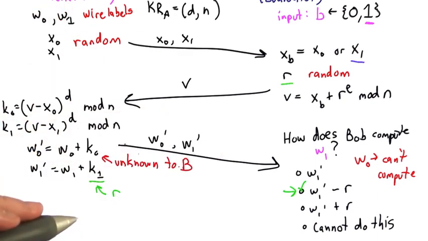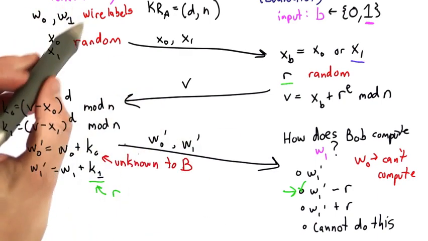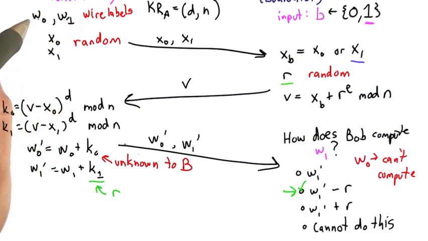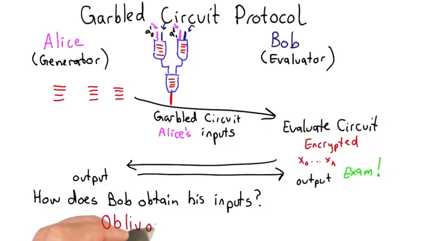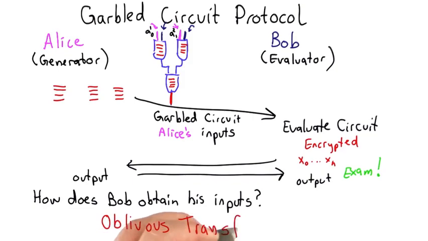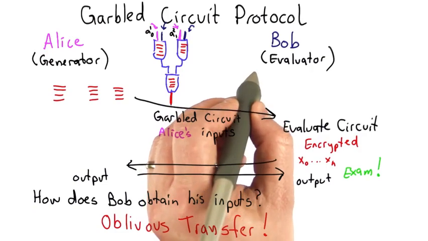So this provides the property that we were looking for, that Bob can select one of the two values that are the wire labels Alice generated. Alice doesn't learn which one he selected, and Bob doesn't learn anything about the other one. So now we have the last thing that we needed to complete the garbled circuit protocol. The way Bob obtains his inputs is using oblivious transfer. And that could be done at this stage.